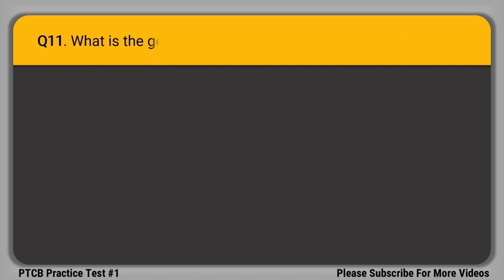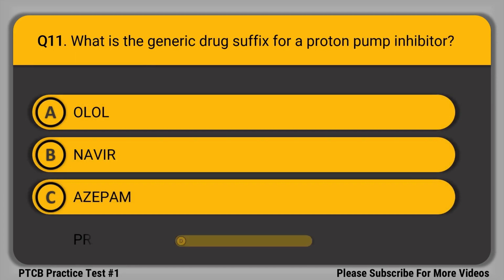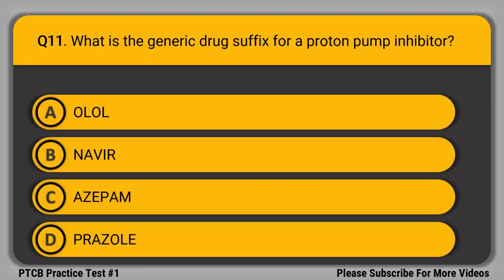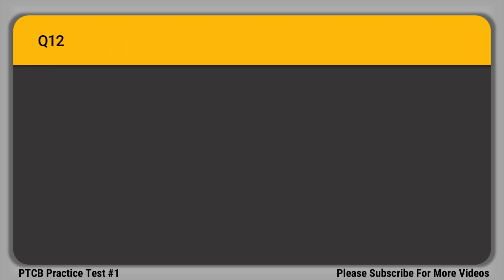Question 11. What is the generic drug suffix for a proton pump inhibitor? A. Alol. B. Navir. C. Azepam. Or D. Prazole. D. Prazole. Generic proton pump inhibitors usually have the suffix prazole.